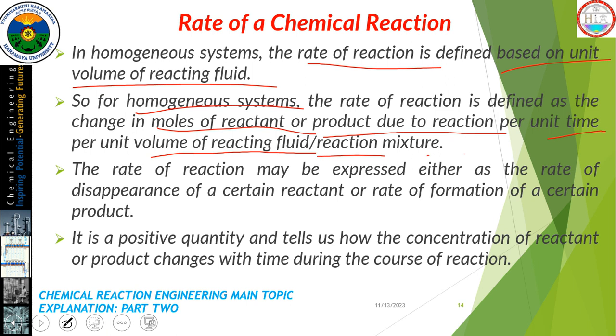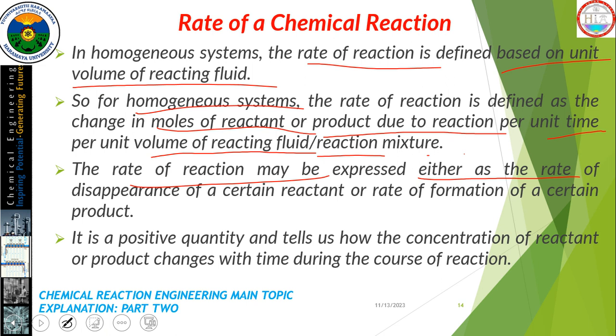Mathematically, this can be written as: if A is converting into P, or B, the rate of the reaction can be written as rate of reaction equals minus 1 over Vr dNA by dt. So in other cases, the rate of the reaction may be expressed either as the rate of the disappearance of a certain reactant or the rate of the formation of a certain product.